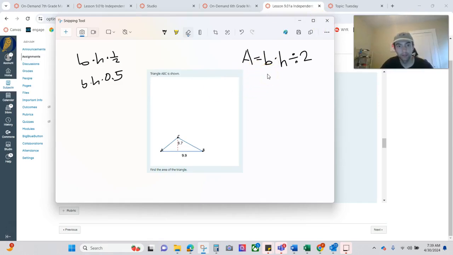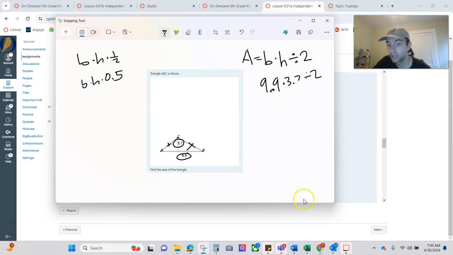The base, let's find the base now. The base is a flat side of the shape on the top or bottom. Here is a flat side on the bottom, and it is 9.9 units long. What is the height? The height is a straight up and down line that goes from the bottom to the top of the shape. It does not have to be a side. And it can't be this side because that's a diagonal line. This is also a diagonal line. We want a straight up and down line going from the top to the bottom. So our height is 3.7.